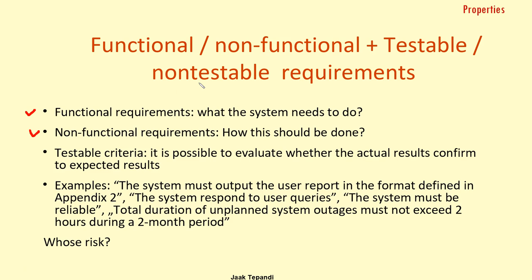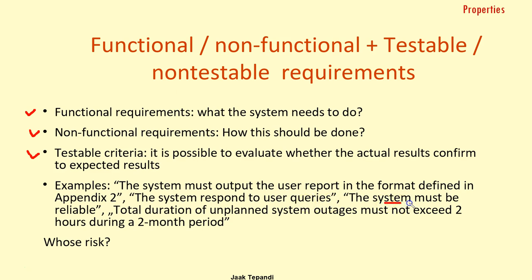So, for example, requirements on efficiency, on security, and many others. I will look at these soon. Now the second question is whether our criteria or requirements are testable or not. And the easy criterion is that it should be possible to evaluate whether the actual results conform to expected results. So if a requirement is testable, we should be able to create a test, and looking at the test results should be able to tell whether these results were correct or not.